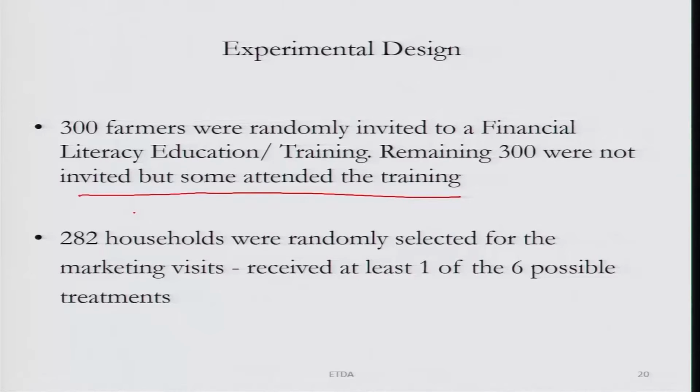Now, the second part is that 282 households were randomly selected for the marketing visits, and these 282 households received at least one of the 6 possible marketing treatments that you saw in the previous slide.